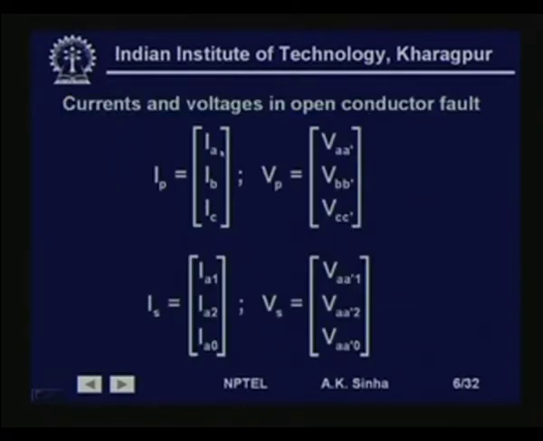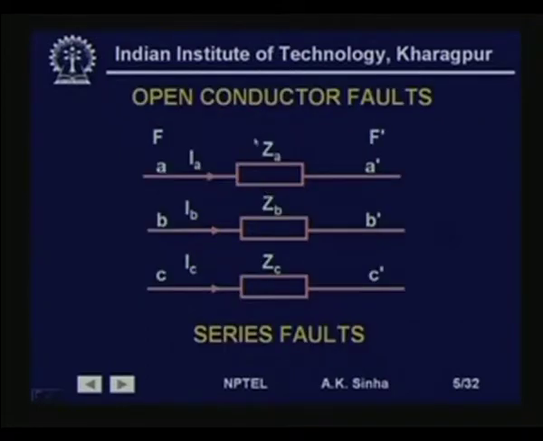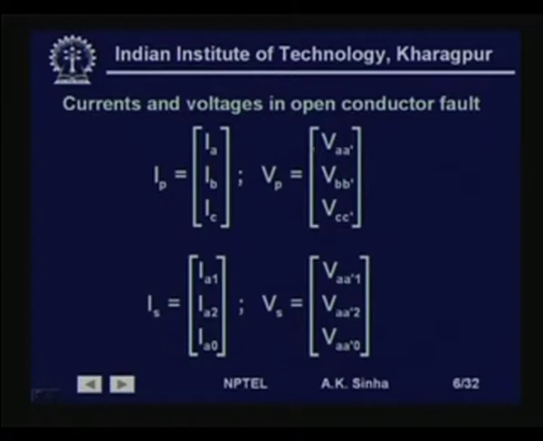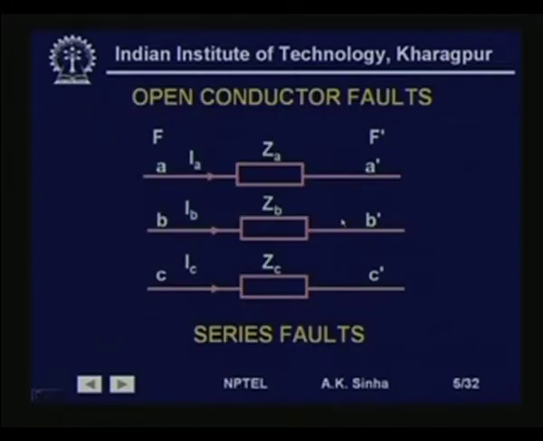Now, what happens in case of these series faults or open conductor faults? Let us see how we define the currents and voltages in case of open circuit faults. The currents are in phase variables IA, IB and IC, and the voltage across the faulted portion, that is between F and F dash of this system, we see the voltages as VAA dash, VBB dash and VCC dash, that is voltage between A and A dash, B and B dash and C and C dash, and so on.